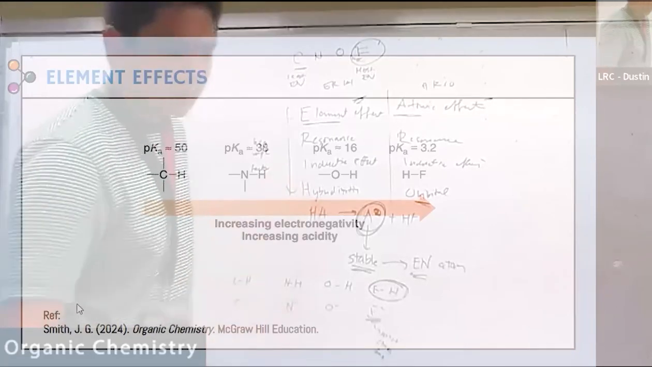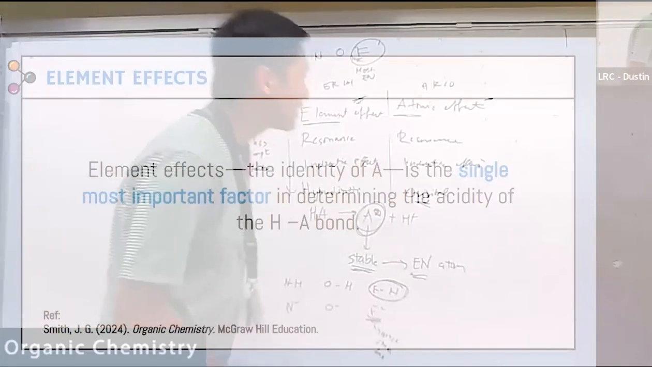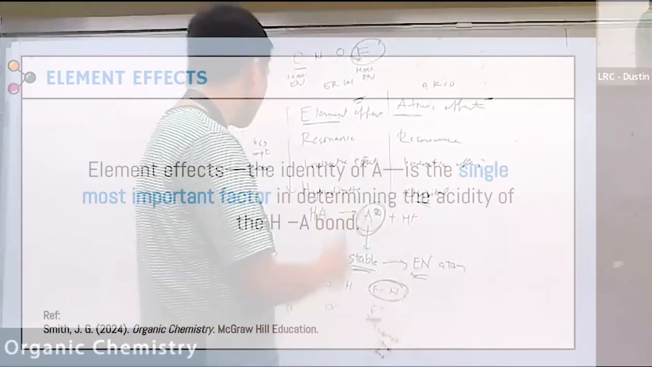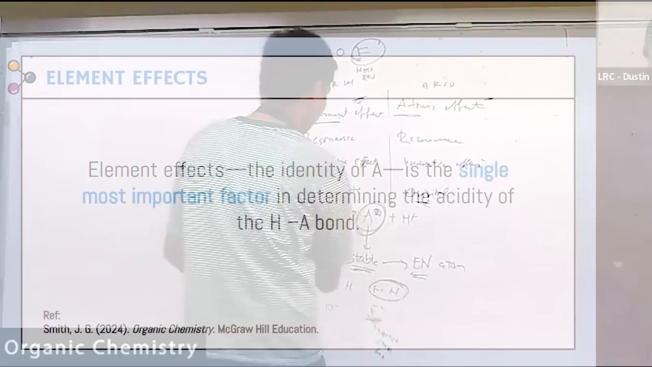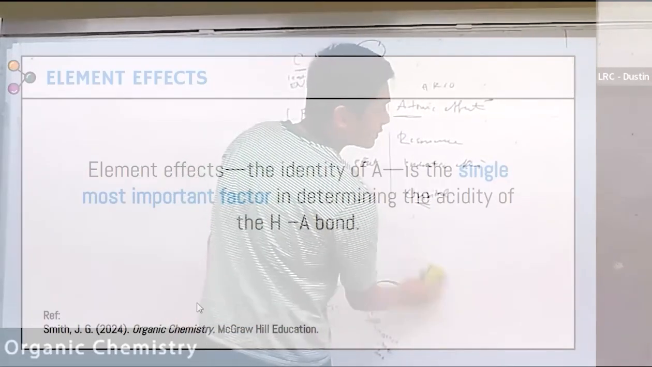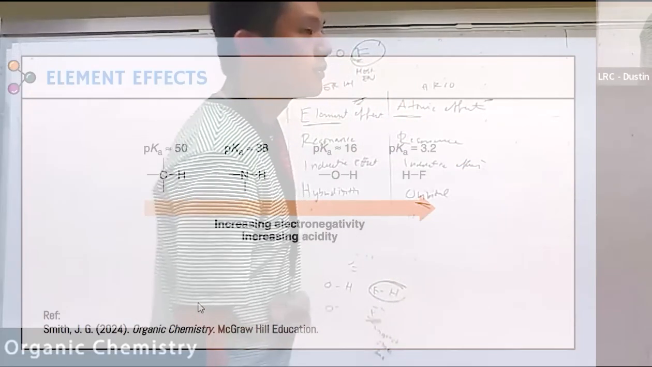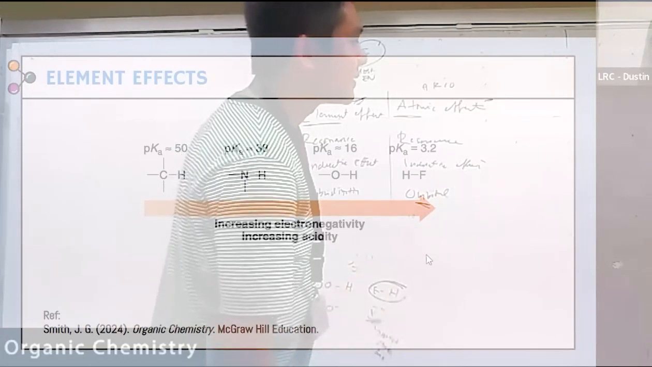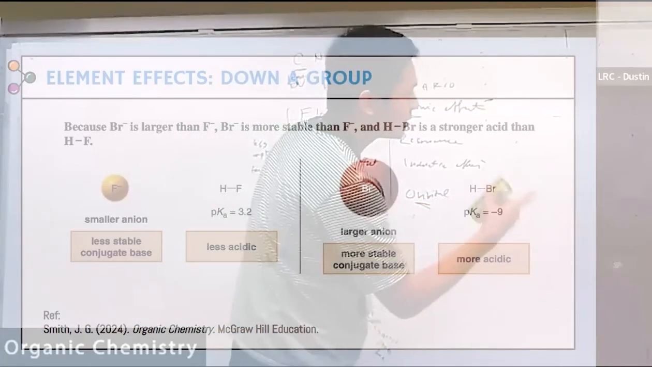Okay, so next slide, please. So as I mentioned earlier, the element effect, the identity of A, is the single most important factor in determining the acidity of the HA bond. Okay, so what we just discussed here. Next slide, please. Next slide. Next slide. Ayun, okay, so back po.